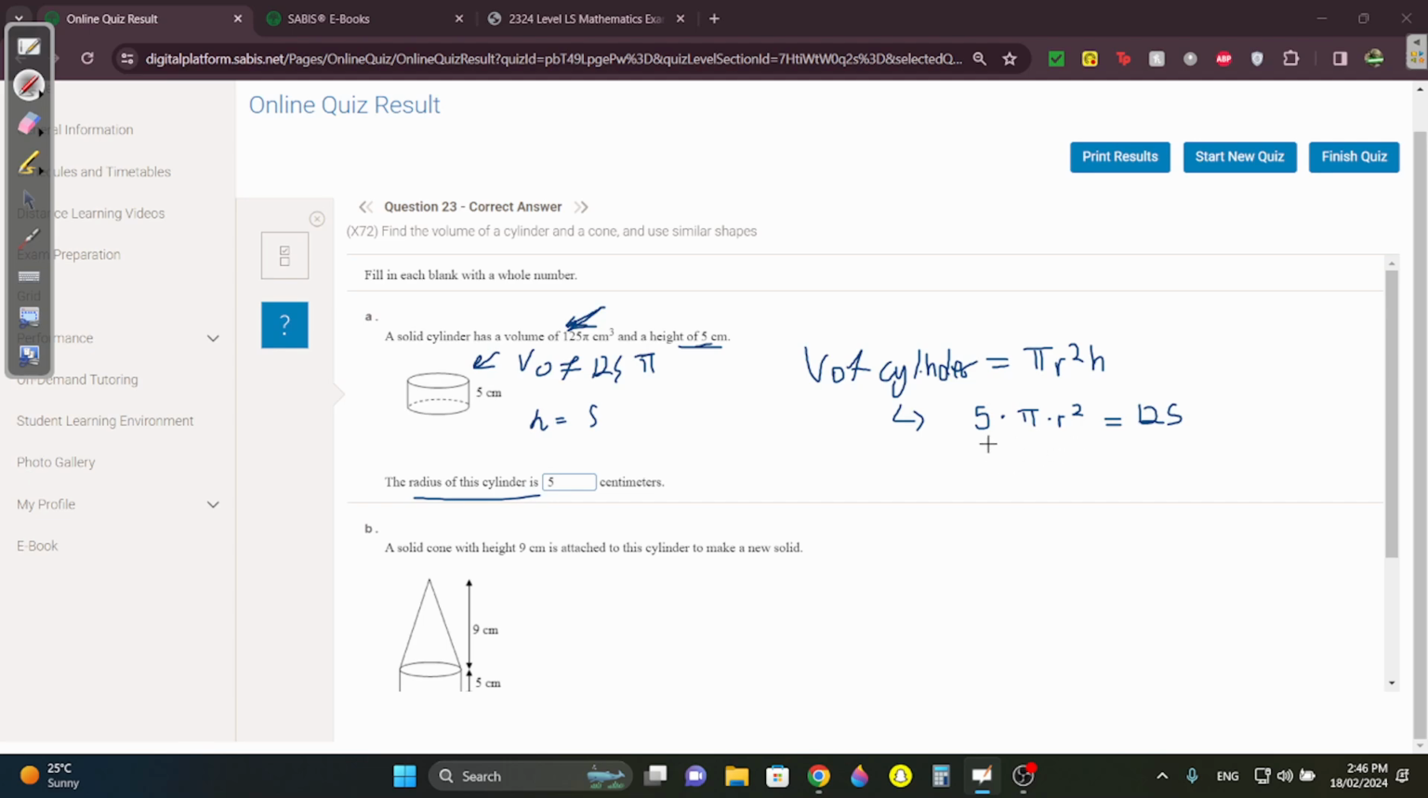So we divide by 5 on the other side. You're gonna get pi r squared is equal to 25 pi, because 125 divided by 5 is actually 25. Can you cancel pi on both sides? Yes, you can. You get r squared is 25, and r is equal to 5. That's it, to be honest.